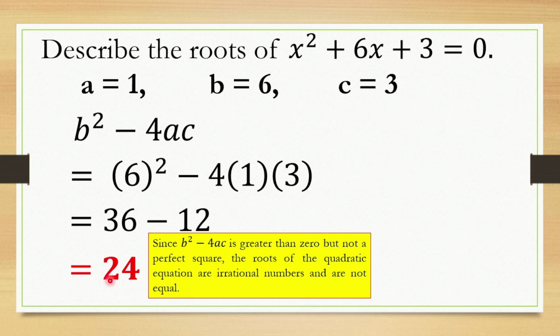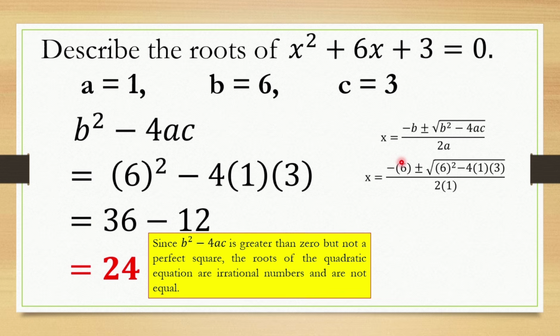Okay? But this is not a perfect square. So the nature of the roots or solutions of the quadratic equation are irrational numbers and they are not equal. Let us prove using the quadratic formula. So again, let us substitute the values of a, b, and c. So we will have negative b, so our b is 6, and then square root of b squared, so 6 squared minus 4, our a is 1, c is 3.